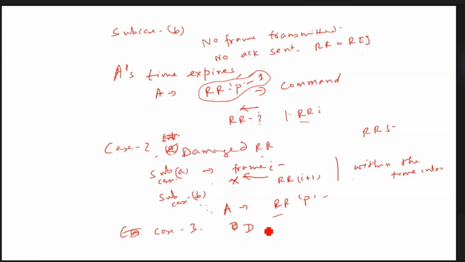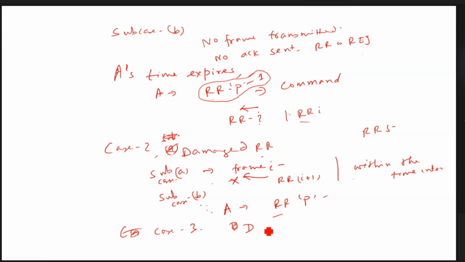There are 2 acknowledgements, RR and REJ. Which one will be transmitted here? RR means positive acknowledgement: the frame was received successfully, and it says what it expects next. Reject means the frame is damaged, a negative acknowledgement. So what will B send here? RR. What will the number be?